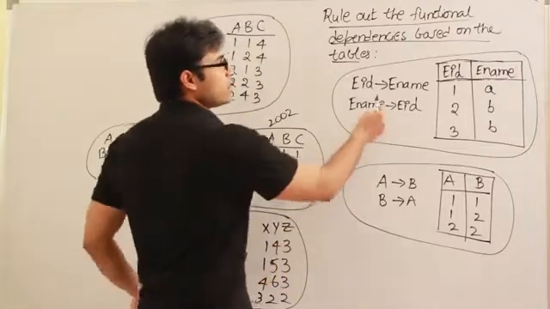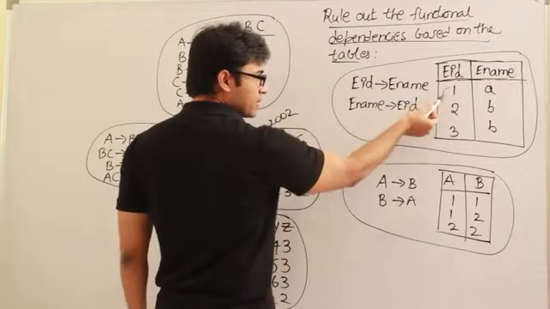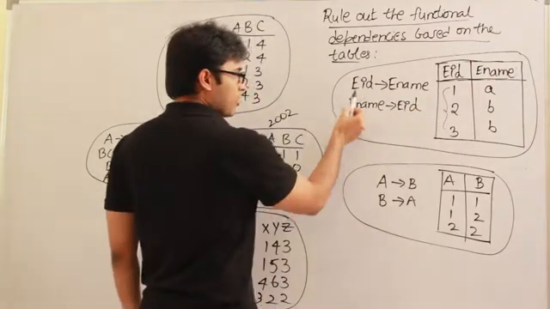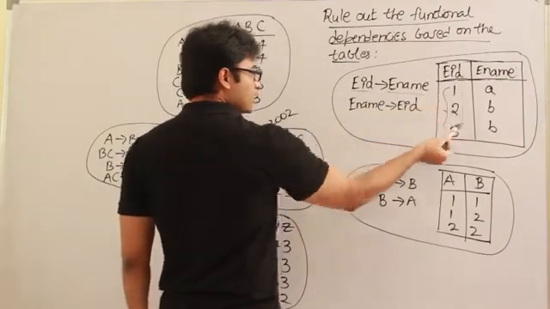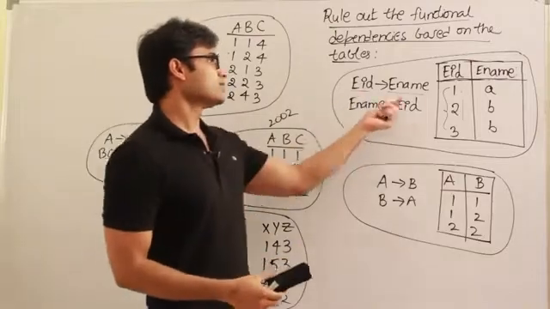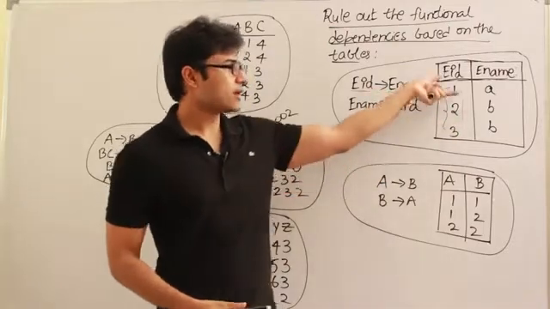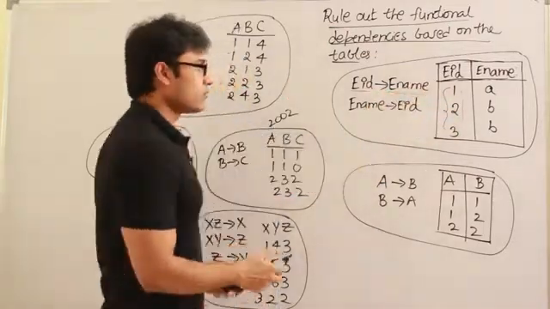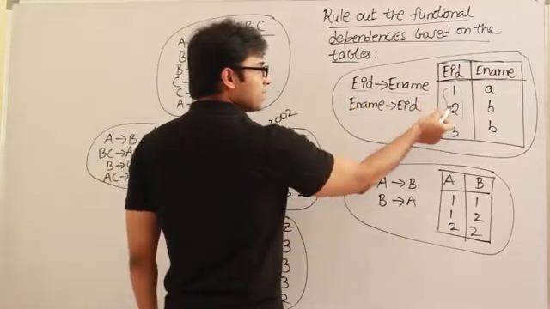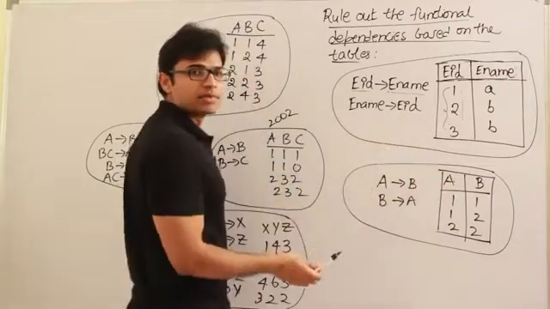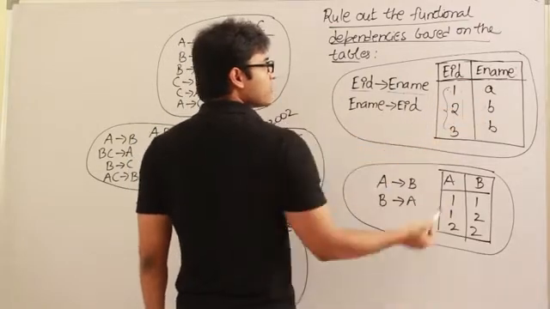See this, EID determines ename. So is it right or wrong? According to these three entries, if you watch EID determines ename, you are seeing that EID is always unique. So whenever the left hand side is always unique, you can think that this is valid as far as this is concerned. Therefore, simple, EID has to determine ename. Given any EID, you have to come up with a unique ename. Since EID itself is unique, given any unique one, you will be able to say only one name. You are not going to say two.